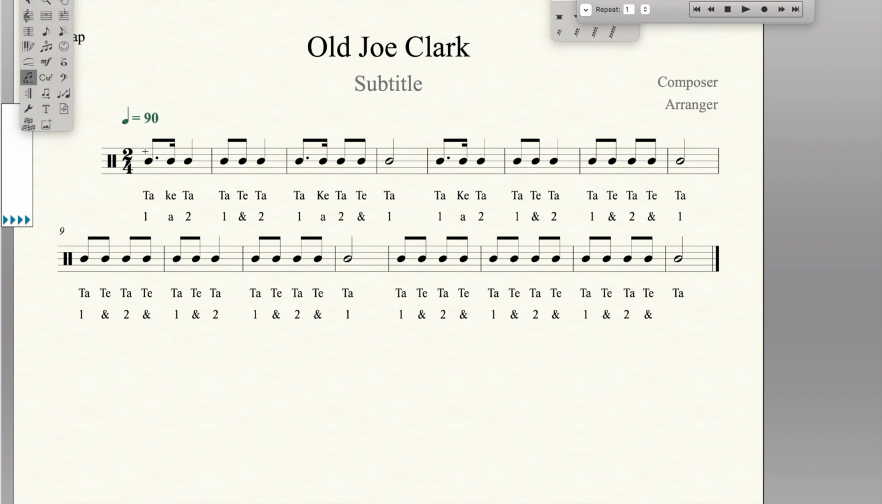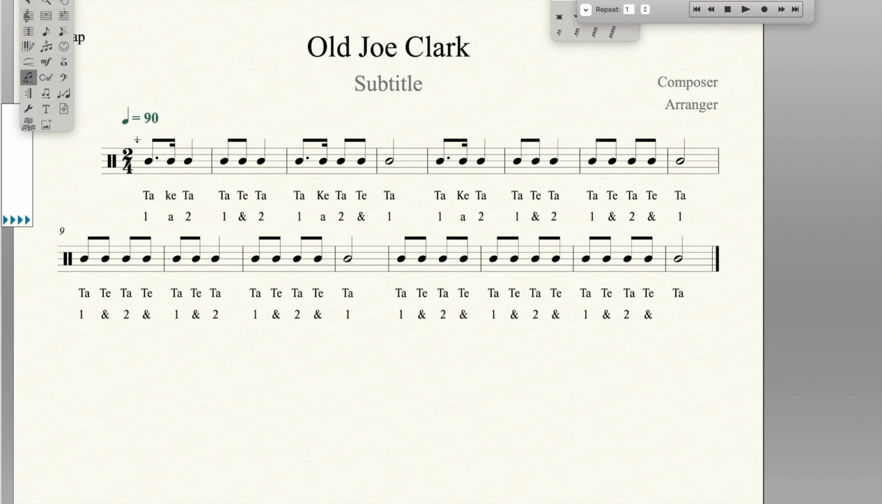1, a 2, 1 and 2, 1, a 2 and 1. 1, a 2, 1 and 2, 1 and 2 and 1. 1 and 2 and 1 and 2, 1 and 2 and 1. 1 and 2 and 1 and 2 and 1 and 2 and 1. The one got cut off there.